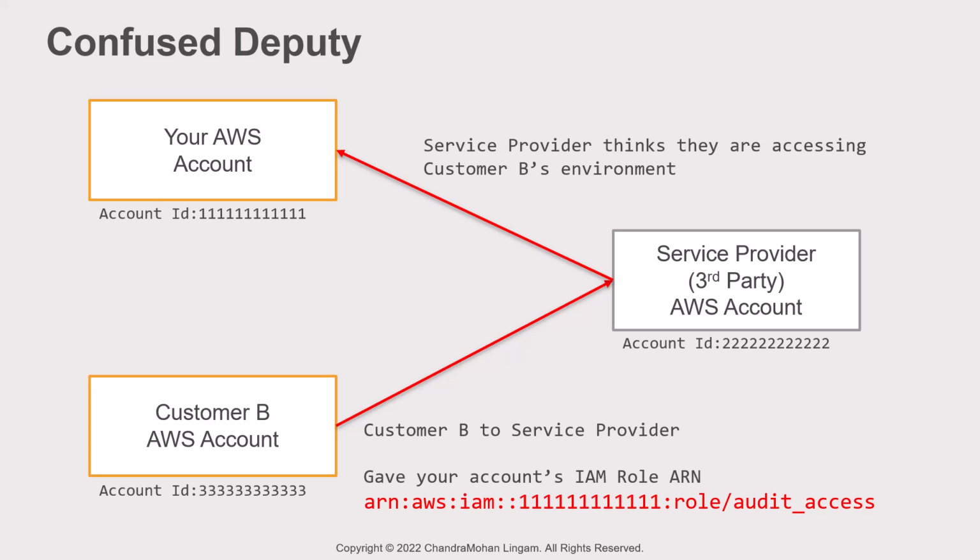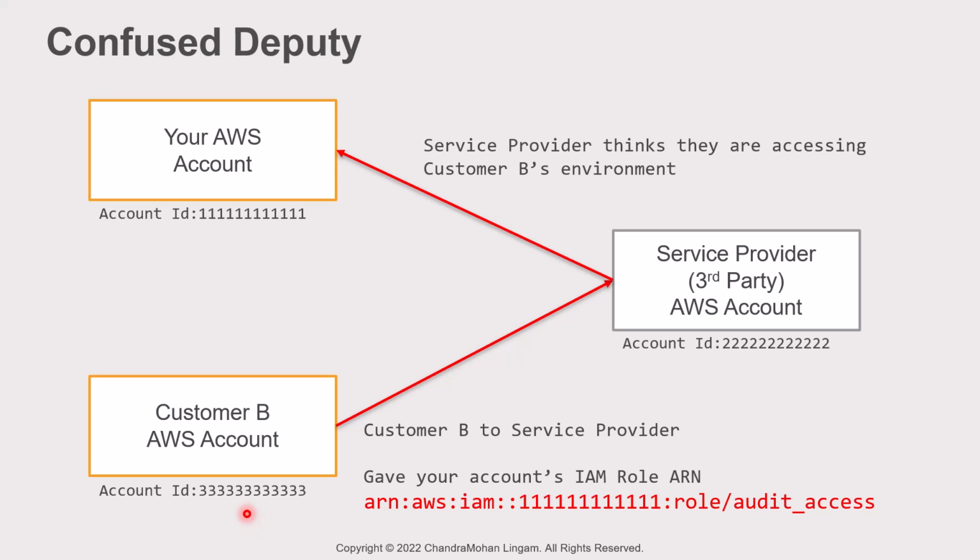But the problem is, the service provider thought that they were accessing customer B's environment. The audit details of your account will now be shared with customer B. Here, customer B tricked the service provider into accessing your environment and gained access to the audit report. The service provider here became the confused deputy.